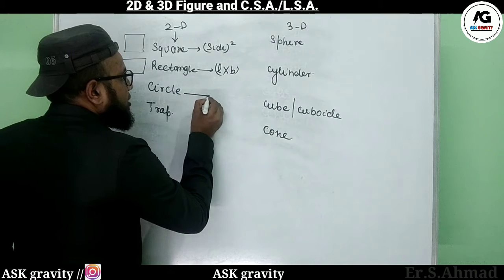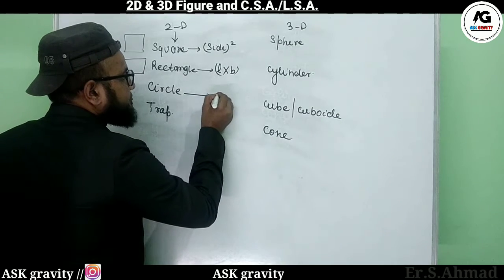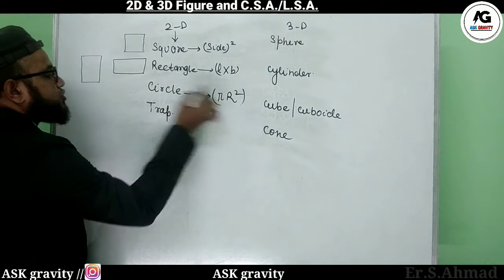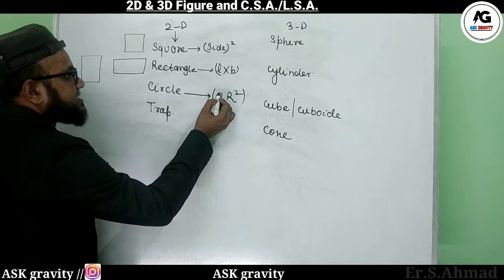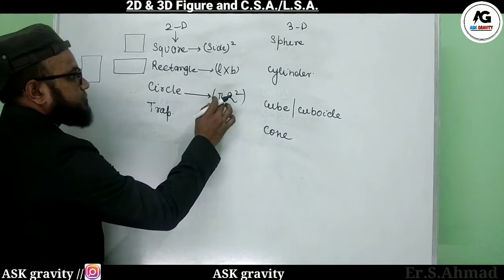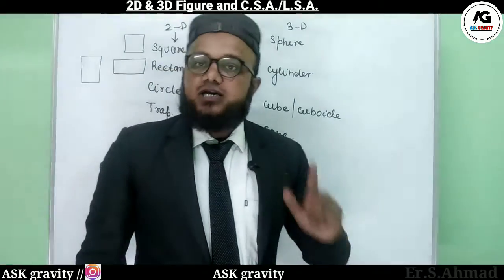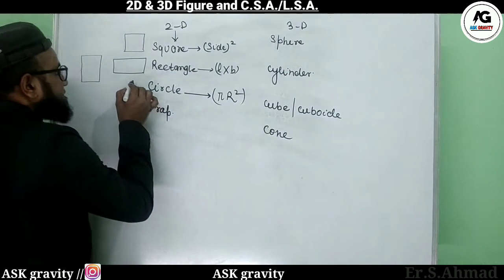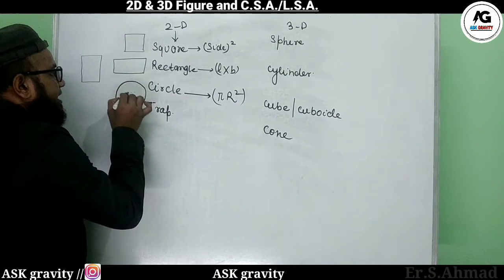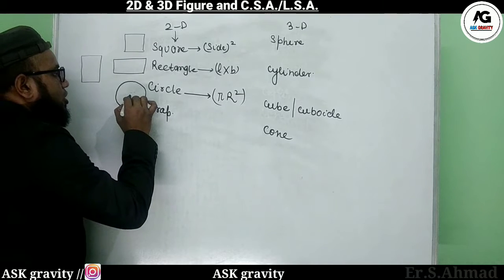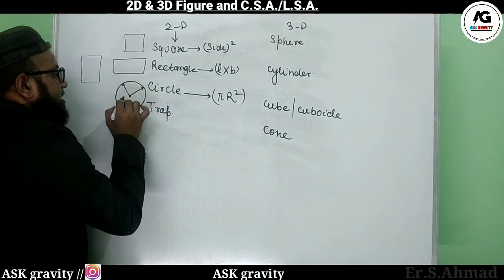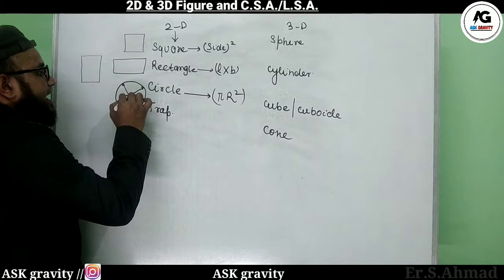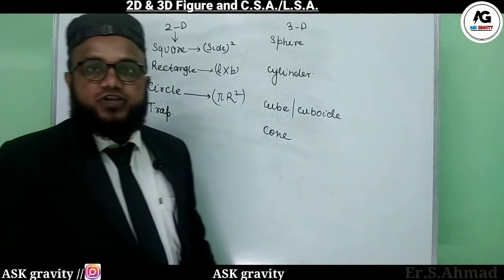For finding the area of any circle, we use the formula pi r squared, where r is the radius and the value of pi is 3.14 or 22 by 7. In a circle, there is a point such that every line joining it to the circle has equal length. That length is called the radius r, and this point is called the center of the circle.